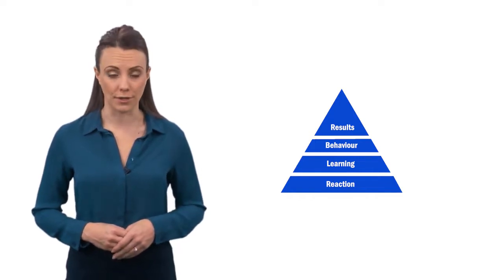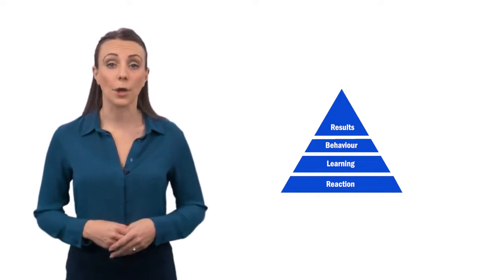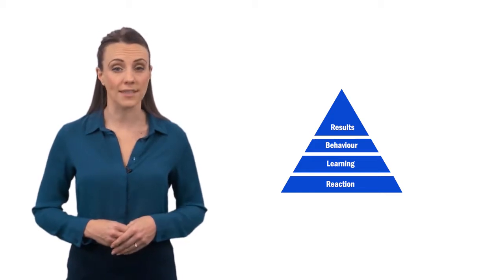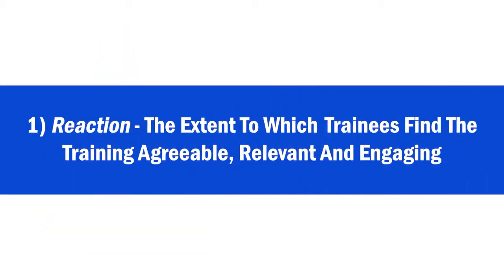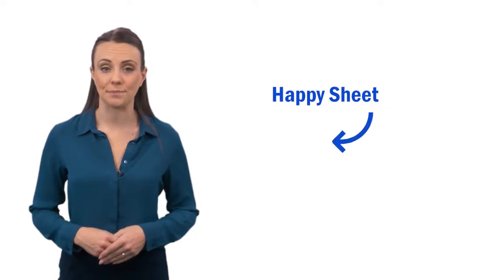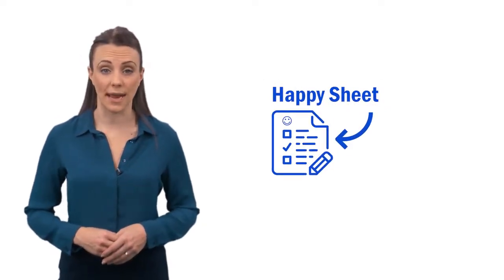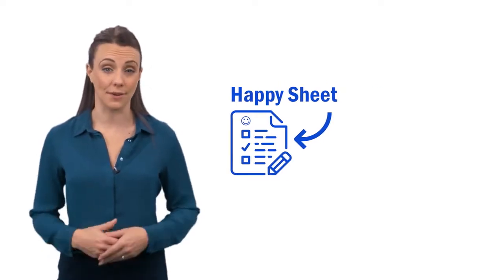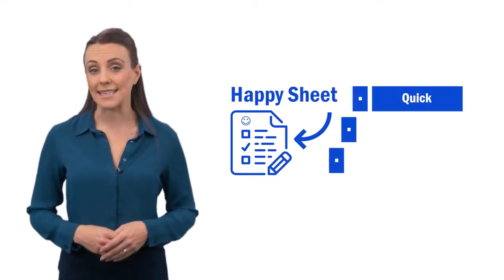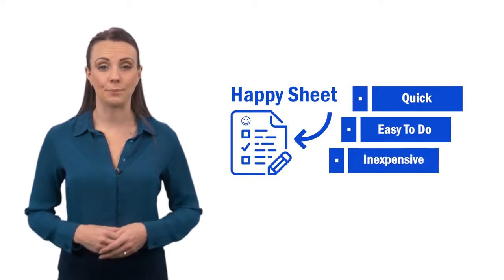The rest, as they say, is history, and today Kirkpatrick's evaluation model has arguably become the industry standard within the learning and development community. The 4 levels of Kirkpatrick's evaluation model summarised: 1. Reaction. The extent to which trainees find the training agreeable, relevant and engaging. Trainee satisfaction levels are usually assessed using a feedback form, often referred to as a happy sheet. Verbal reactions and post-training surveys can also be used to assess reaction. What's great about this level of assessment is that it's quick, easy to do and inexpensive.